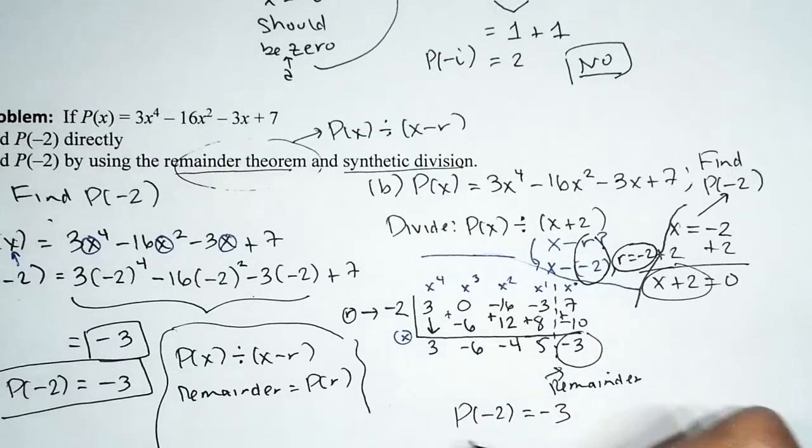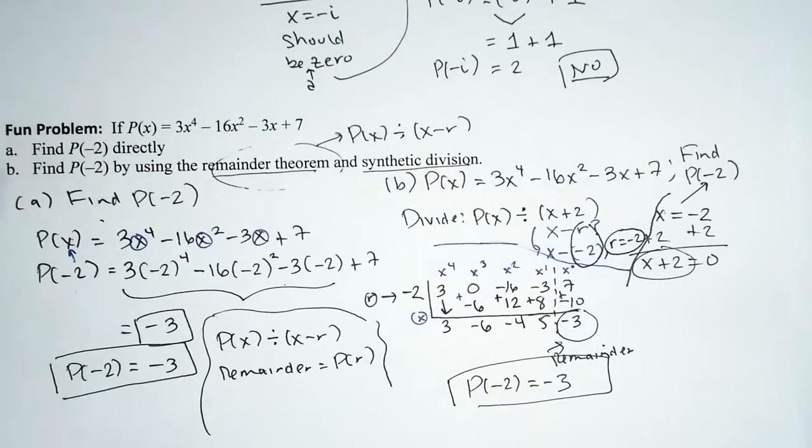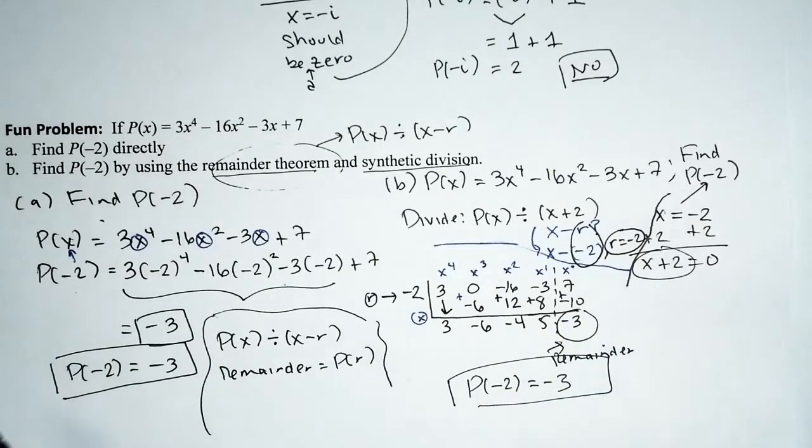Why do we have to find p of -2 like this? It was just so much easier to do it directly. I know, but we have to follow the book directions. So I always find it directly. I only do it like this if the directions say so, and if they don't, then just do it directly.